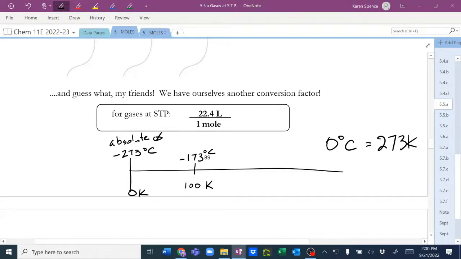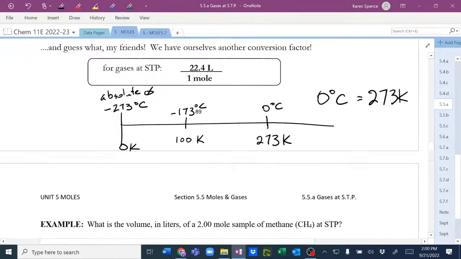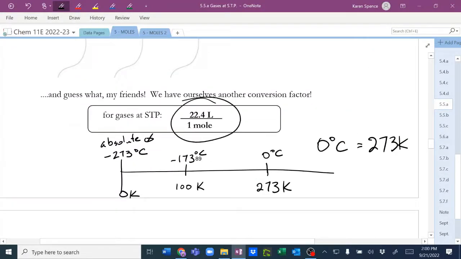So if we go all the way up to 0 degrees Celsius, that's going to be 273 Kelvin. Okay, it's actually 273.15, but 273 is close enough for now. Okay, alrighty. So if we know that we have 22.4 liters per mole, what can we use that as? A conversion factor.